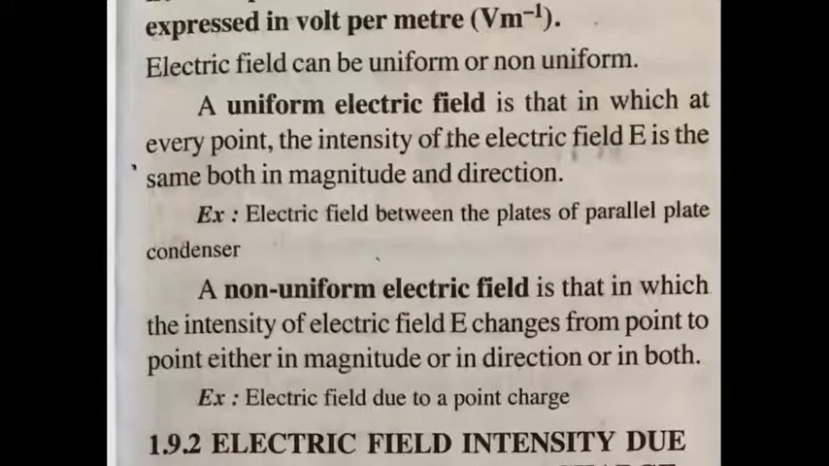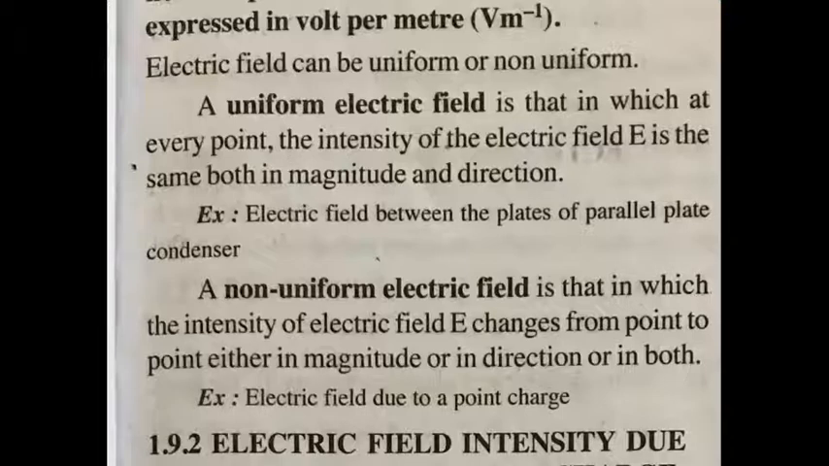What is meant by uniform electric field? What is meant by non-uniform? Electric field is a vector quantity, that's why it has magnitude as well as direction. If its magnitude and direction are not changing at every point of space, that means in the region every point has the same magnitude of field and the same direction of field, then we can say that it is a uniform electric field.